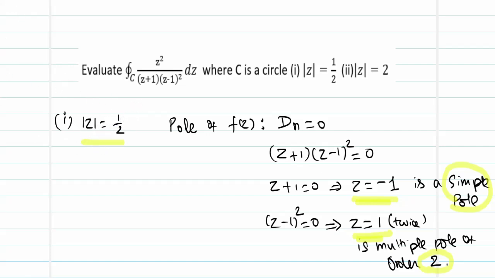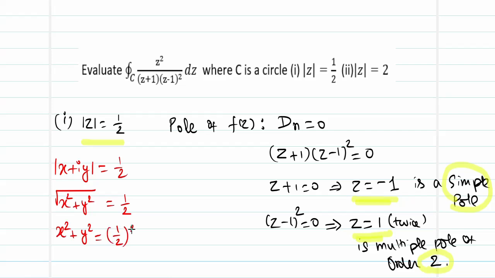What is this mod z is equal to half? So we know that the modulus of x plus iy is going to be equal to half. So what to do to remove this modulus? This is nothing but root over real part square plus imaginary part square is equal to half. To remove the square root, square on both sides. So we have x square plus y square is equal to half the whole square.